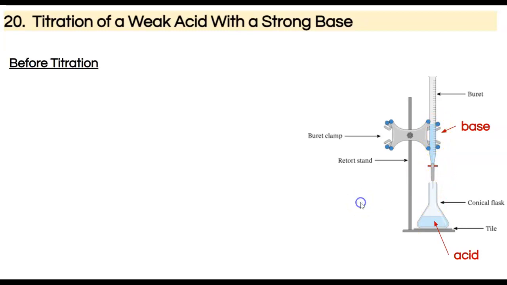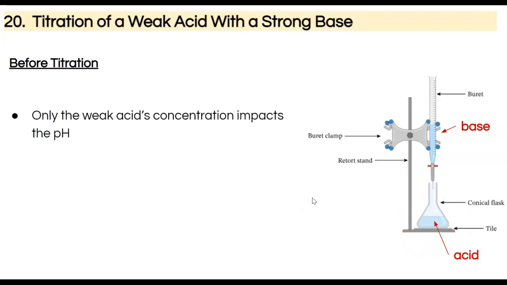Before we begin the calculation portion of this, I want to give a rundown of the main ideas, the qualitative pieces that we need to think about in an acid-base titration where we have a weak acid being titrated with a strong base. So before titration, before any of our base has been added, we know that the pH is a function of the acid alone. And that should make sense.